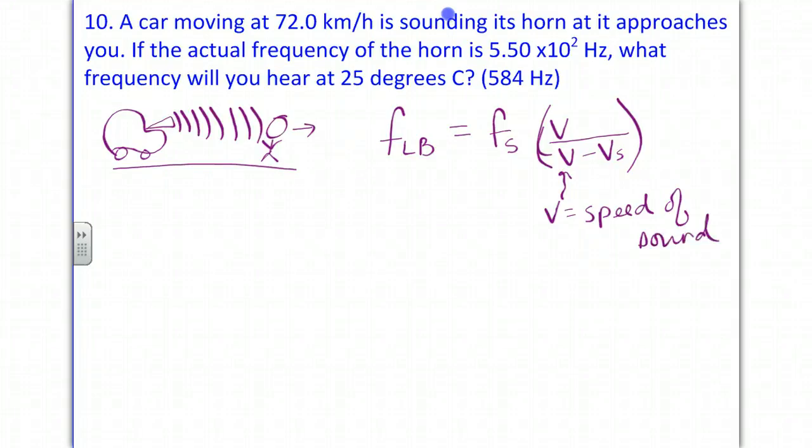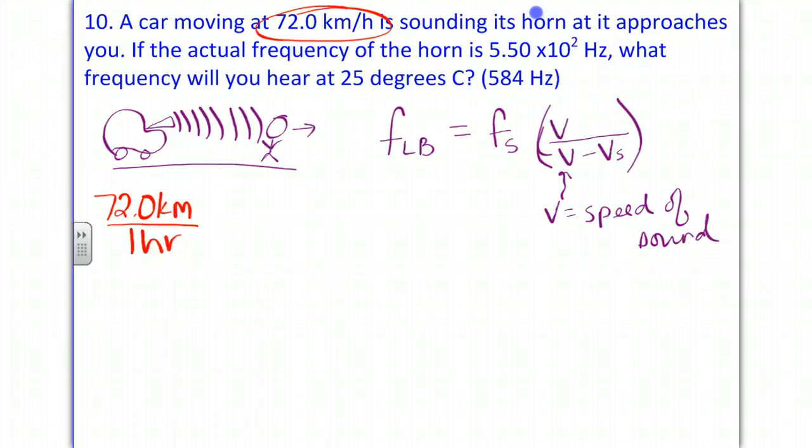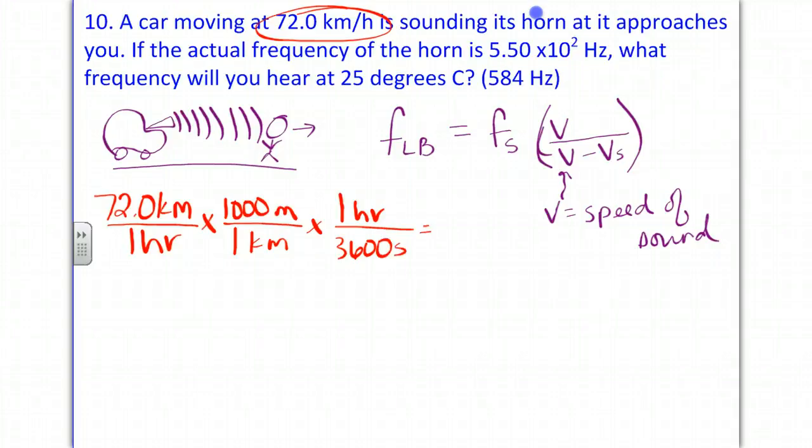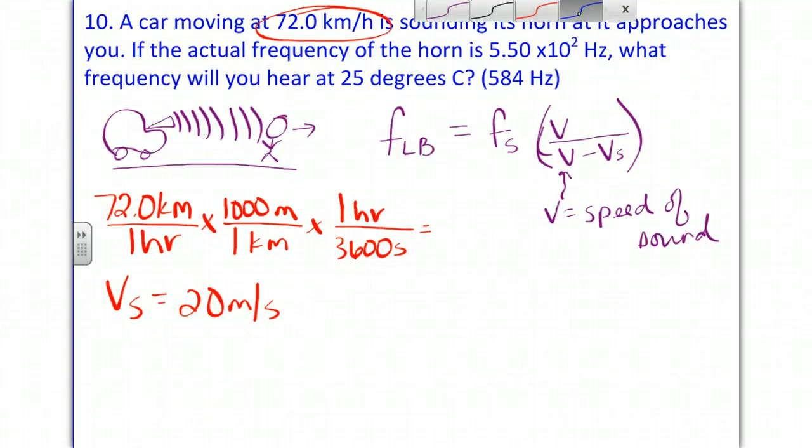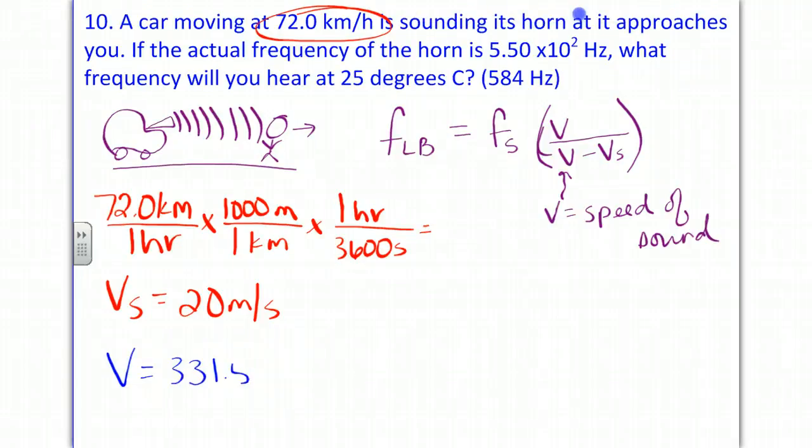And so we have to take our 72.0 kilometers per hour, and that's going to be our velocity of the source. And we're going to convert that to meters per second. 1 kilometer equals 1,000 meters, and 1 hour is equal to 3,600 seconds. This is going to give us a velocity from the source of 20 meters per second. Now we need to determine what is the velocity of sound, and we have to adapt it to the air temperature, which is 25 degrees, so 331.5 plus 0.6 times 25 is going to give us a velocity of 346.5.